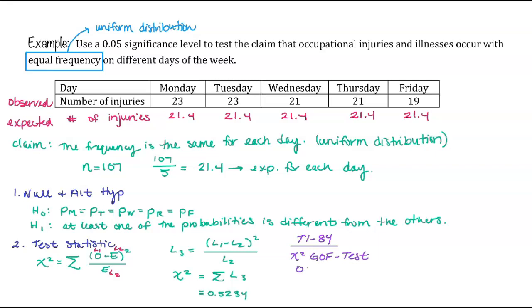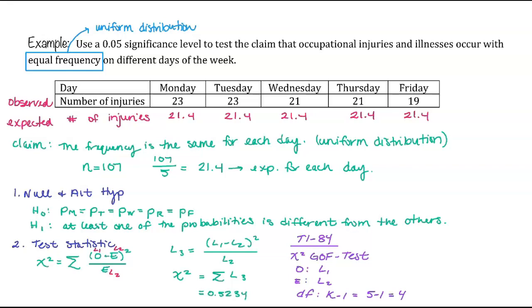We will need to input the list where the observed values are found and where the expected values are found, as well as the degrees of freedom. Our observed values are found in list 1, our expected values are found in list 2, and our degrees of freedom is equal to k minus 1. That's the number of categories minus 1. In this case, k is 5, so our degrees of freedom is 4.